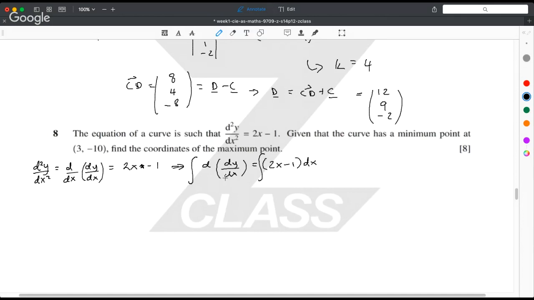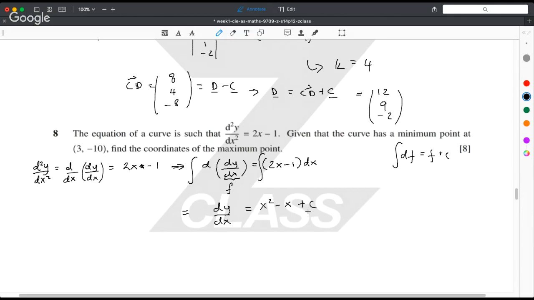You could just think of this as something called f, and then you're integrating the integral of df. Well, that's just equal to f plus c, right? So this is equal to dy/dx, and we'll put all the constants on the right hand side. This is going to be equal to x squared minus x plus a constant.